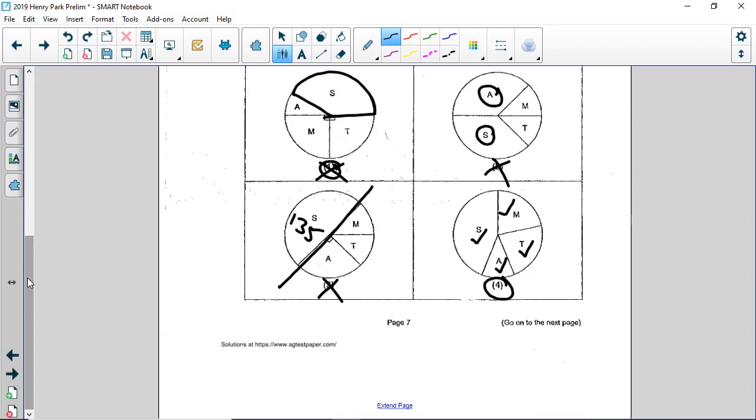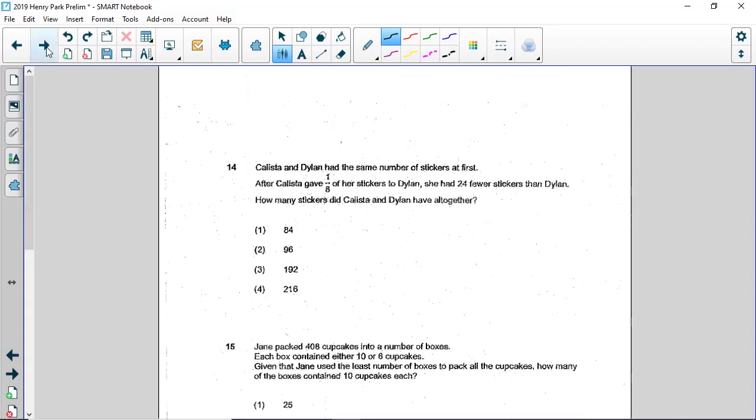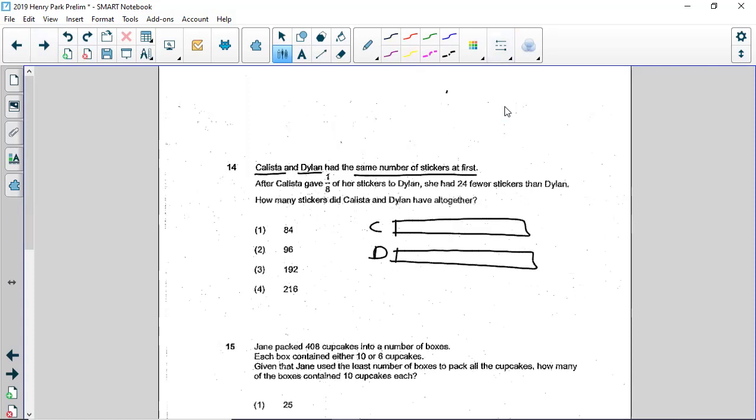Okay, let's go to number 14. Number 14 is a model drawing question. So every time you see fractions, what do you do? You draw a model. Calista and Dylan had the same number of stickers at first. So how do you draw your model? Always draw the first sentence, which is like that. And Calista gave 1/8 of her stickers to Dylan. So you need to cut Calista's stickers into 8 boxes. And of course, Dylan will also have the same number of boxes, right? And Calista gave 1 box to Dylan.